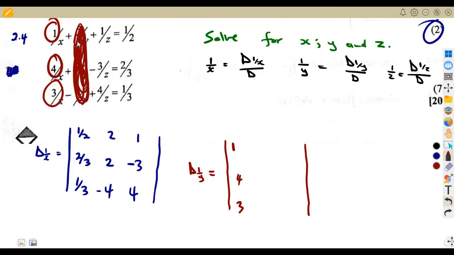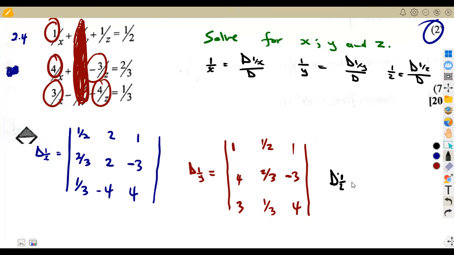All right, then the part of y, this one is the one that you substitute with the constants, which means we are going to substitute with 1 over 2, 2 over 3. This is 1 over 3, okay? Then the part of z is not affected because we are focusing on y, so the z remains as it is. This is 1, minus 3, and 4, okay?